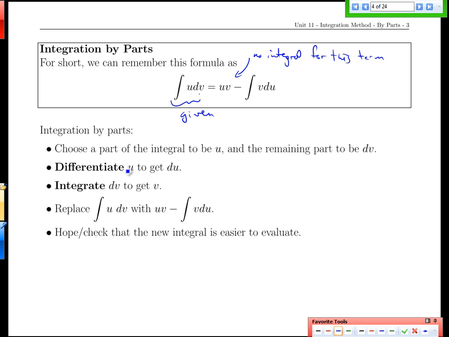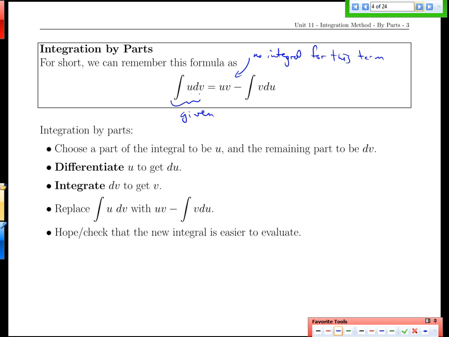What we're going to do then is differentiate the u part and integrate the dv part to get v. That'll give us the two missing ingredients here. Here we have a dv, but we need a v. The integration will get us that. We also have a u, we need a du. The derivative of u will get us that. Finally, we're going to hope/check that the new integral that we get, this integral of v du, is somehow an improvement over our original. So refer back to this as necessary.